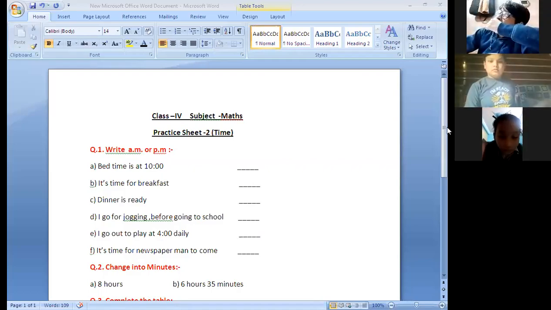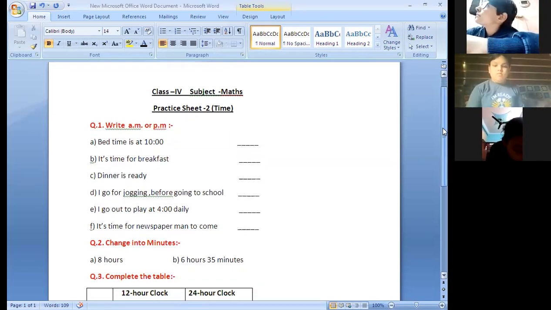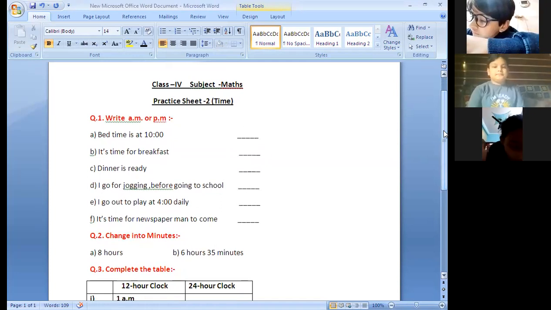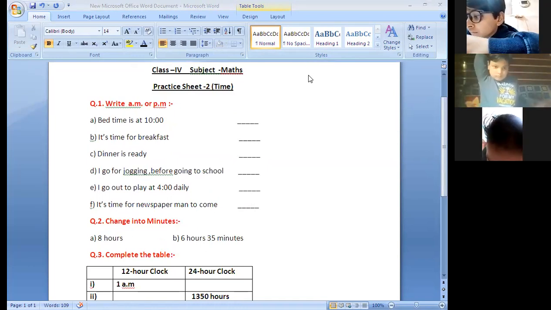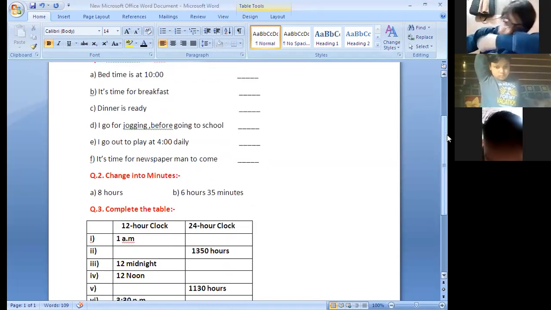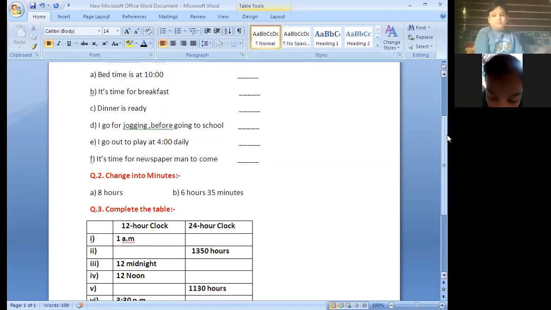Okay, in the very first question, what is given here? Write AM and PM. We have to find out what particular heading we are going to give here, AM or PM. And in the second question, what are we going to do? Change into minutes. The time is given in hours and hours plus minutes, and we are going to convert it into minutes only by using the formula which we have already discussed.